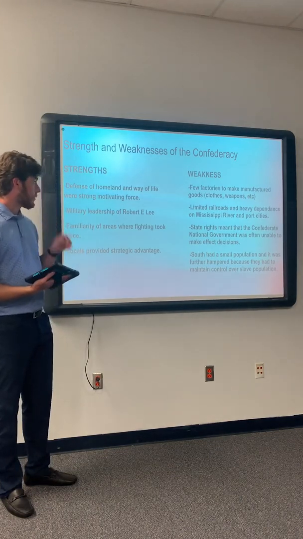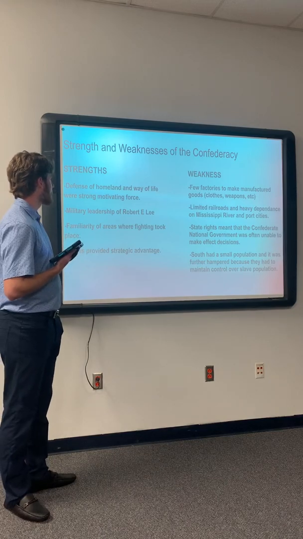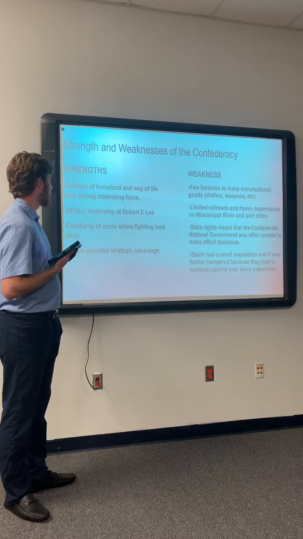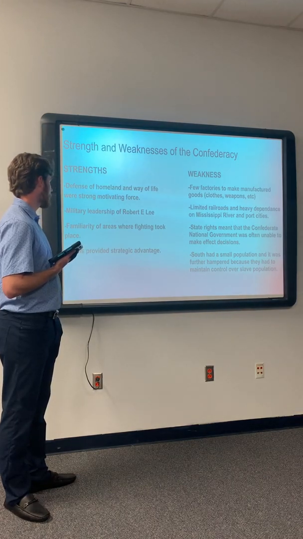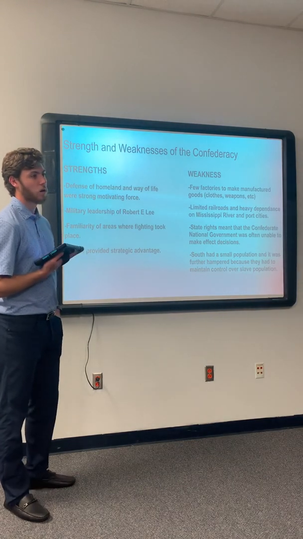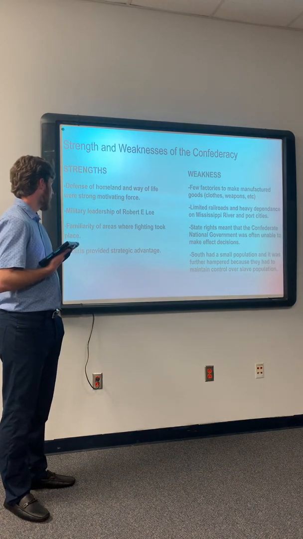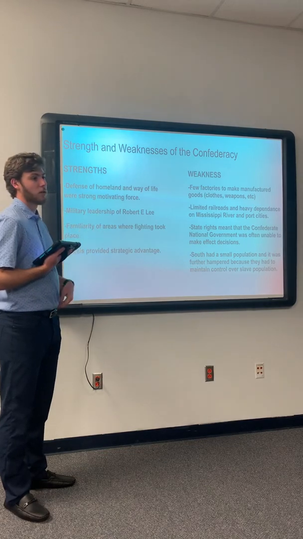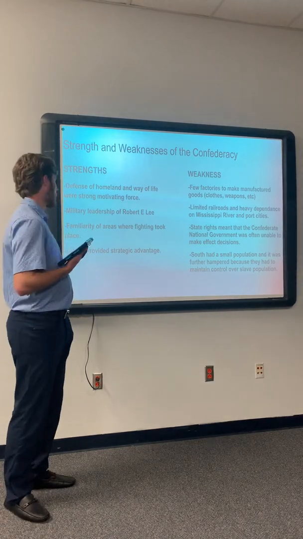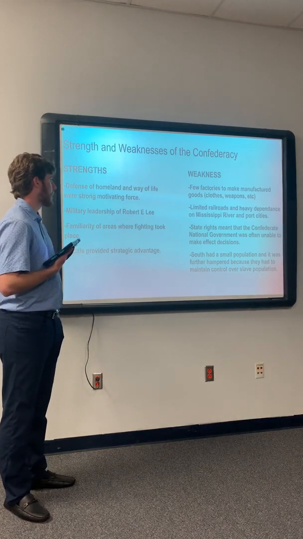Some strengths and weaknesses of the Confederacy. We touched on this a little bit already. Some of the strengths of the South was that they were defending their homeland. They're familiar with the territory, right? Same way the Americans were in the American Revolution. They were defending their territory, familiar with the land, and really the main other advantage is going to be the military leadership of Robert E. Lee. Okay, Robert E. Lee is a big benefit to the South.